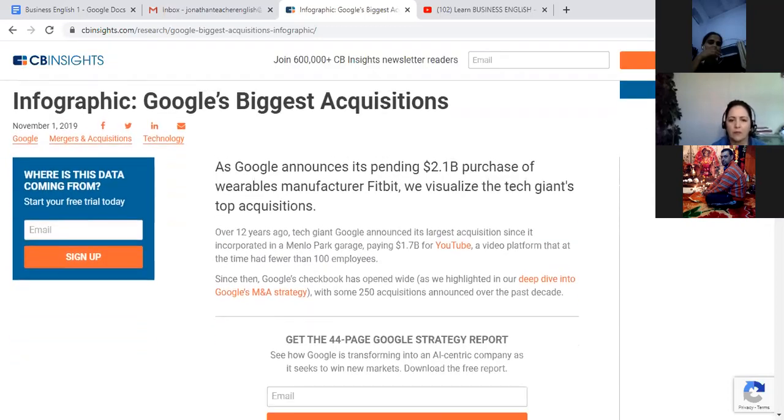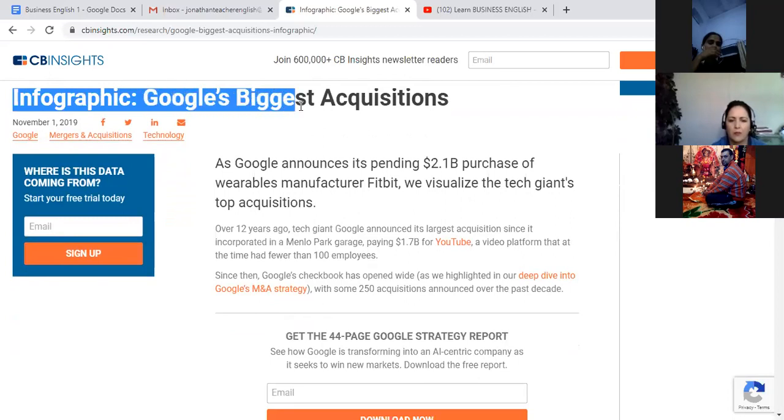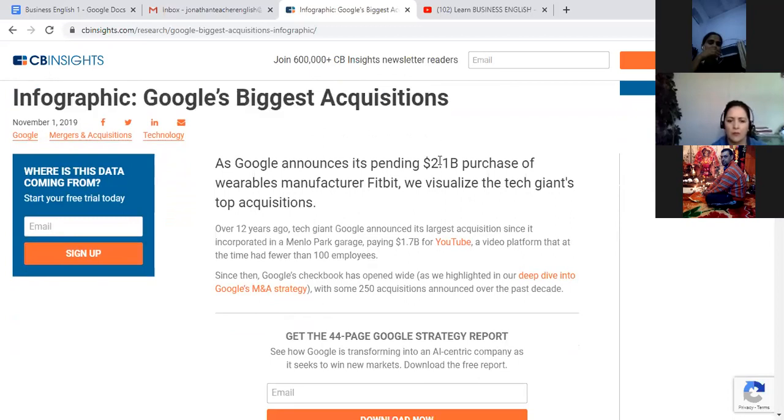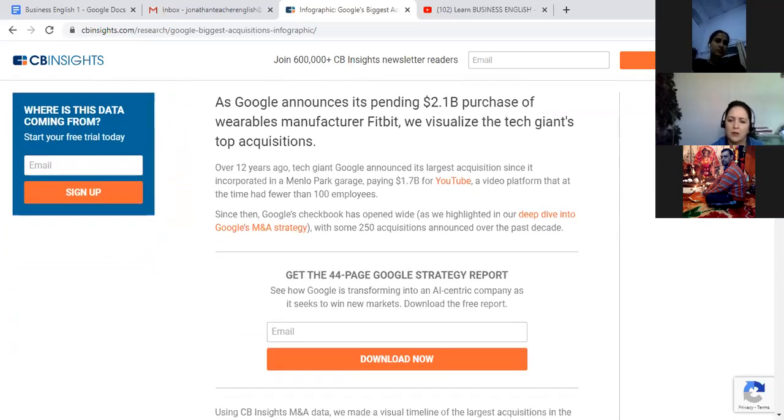So here we are, CBI Insights, infographic, Google's biggest acquisitions. As Google announces its pending $2.1 billion purchase of wearables manufacturer Fitbit, we visualize the tech giant's top acquisitions.